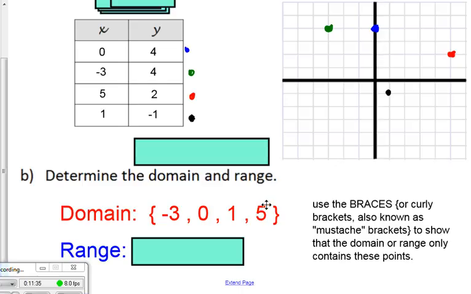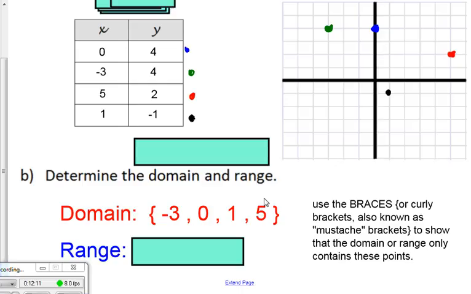And I use these mustache brackets. These are called braces. They're not parentheses, they're braces. I use these braces to show that these are the only possible values of x. So for domain, if I take my cursor here and move sideways, first x value I hit is right here at -3. Second one I'll hit is right here at 0. Third one I hit, it's right here at 1. Last one I hit is 5. So these 4 are the only possible x values I have, and you always write them from smallest to largest.